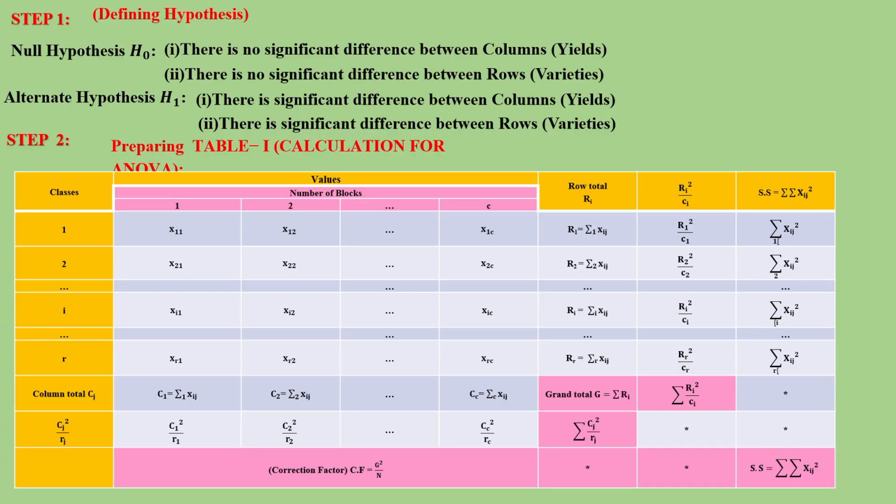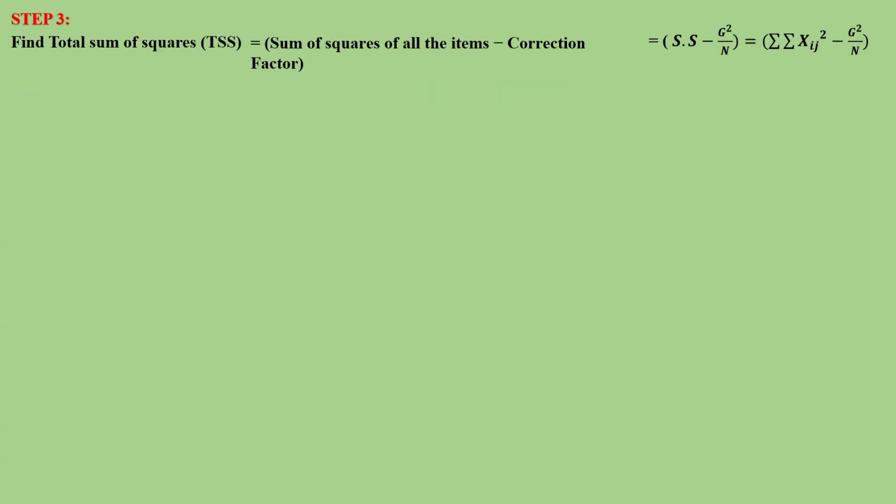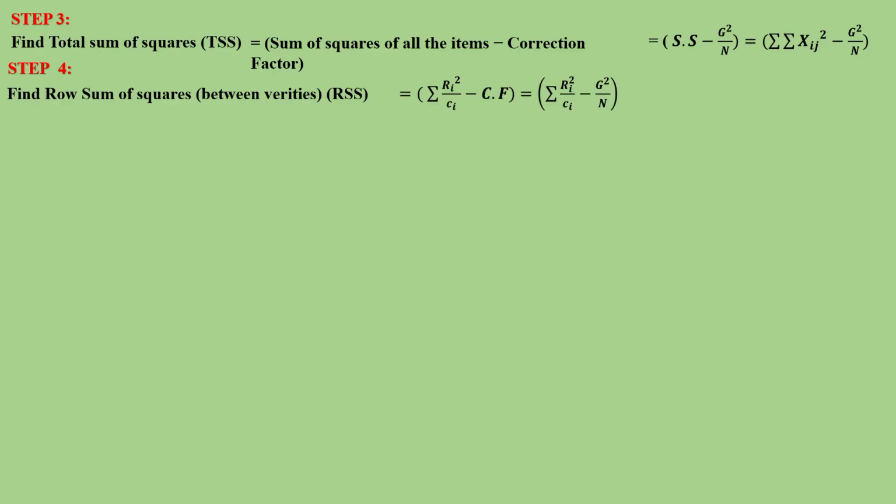Next, you have to find the correction factor CF. The formula is G square by N. Then step 3, find the total sum of square, TSS, minus G square by N. Next, you find the row sum of square between varieties. So the formula is sigma Ri square by Ci minus CF.